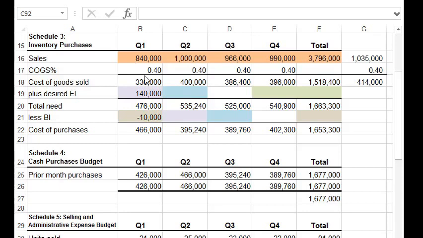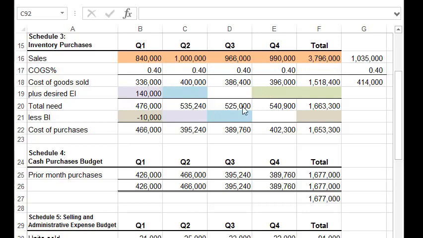What we need here is the cost of goods sold percentage, because the first thing we're trying to predict for Attaboy is budgeted cost of goods sold for each quarter. You can see our sales here. They came straight from Schedule 1. If we multiply our projected sales times that cost of goods sold percentage, you get budgeted cost of goods sold.